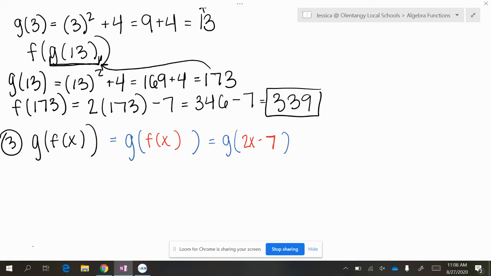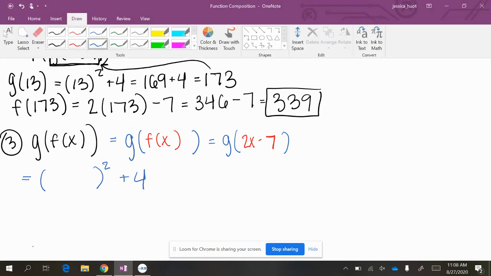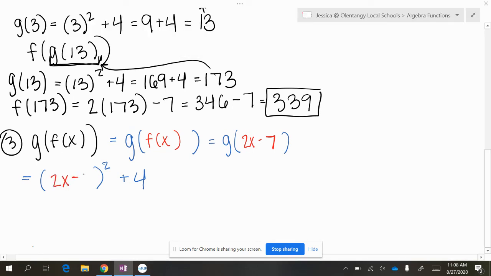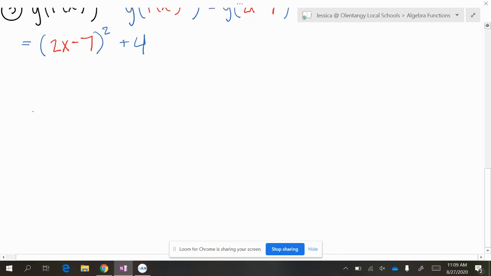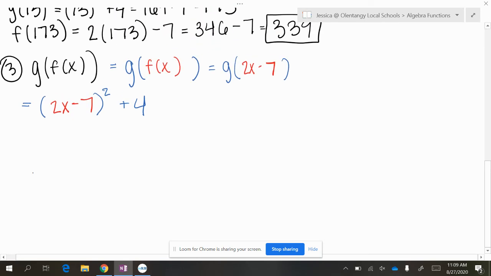So then, let's change the color. That's going to equal, g of x is x squared plus 4. So I need to have 2x minus 7 squared plus 4. And then we can go ahead and simplify that. 2x minus 7 squared, you have to FOIL that out. So 2x minus 7 times 2x minus 7 plus 4.